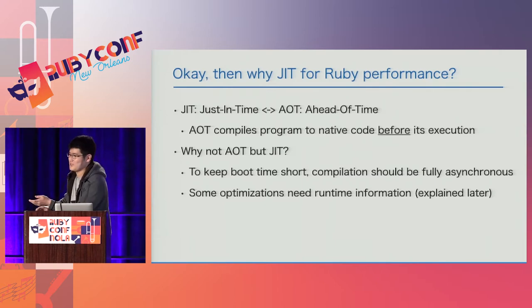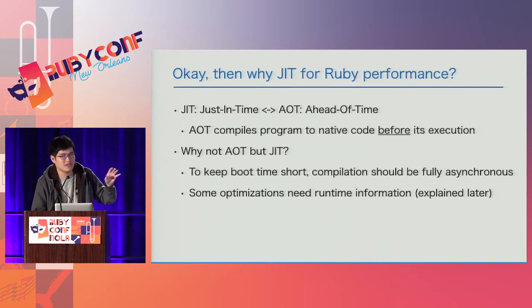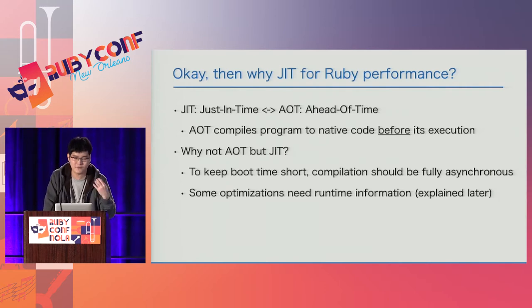So why not LLVM for this purpose? One of the reasons is to keep boot time shorter, because optimizing a method to native code is very time consuming. And if the compilation is asynchronous, compilation time can be skipped. So boot time or some one-shot tasks can be very fast. And another reason is that some optimizations require runtime information, because Ruby is very dynamic, so many things can't be known until it's executed.